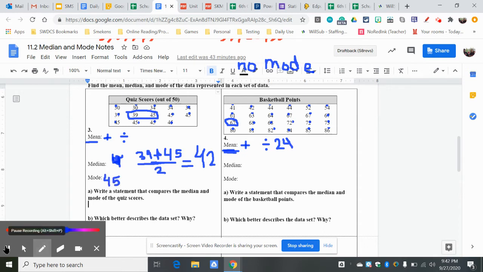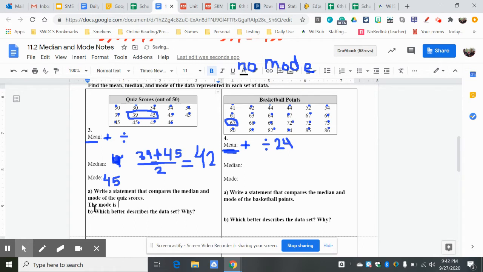Okay, so write a statement that best compares the quiz scores of the median and mode here. So if I see that my median is 42 and my mode is 45, if I compare them, the mode, my computer will type here, sorry. You write this down on your paper. The mode is 3 more than the median. That's just comparing them, okay? You can pause the video now if you need to be able to write that in a complete sentence with a period. And then which better describes the data?